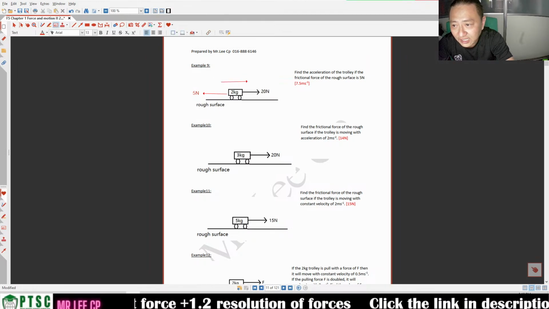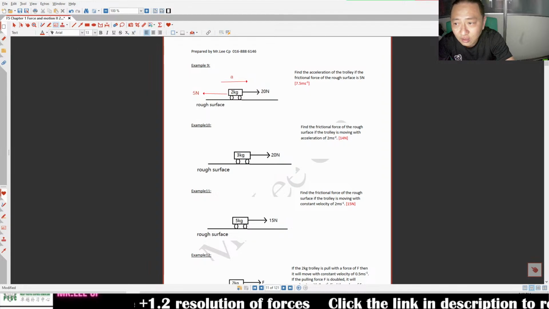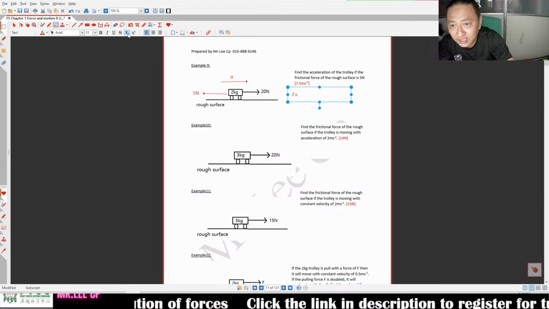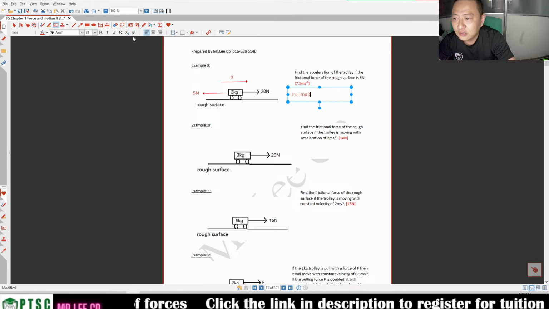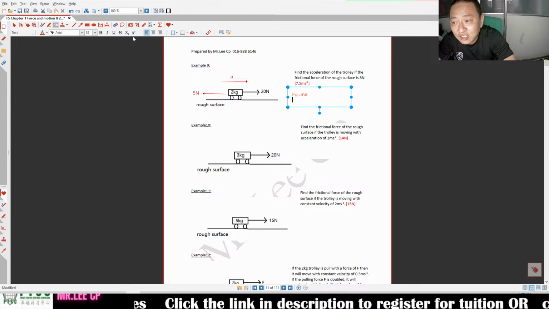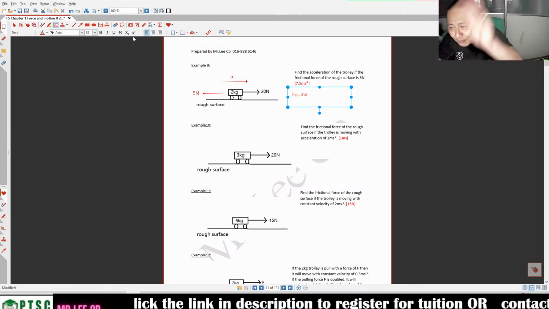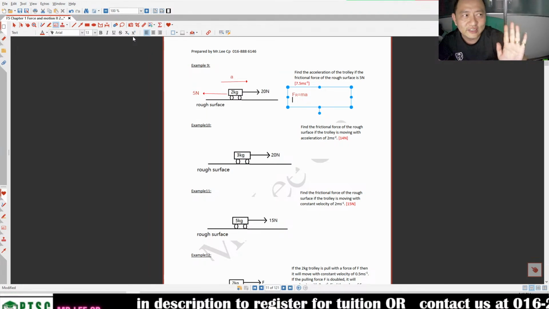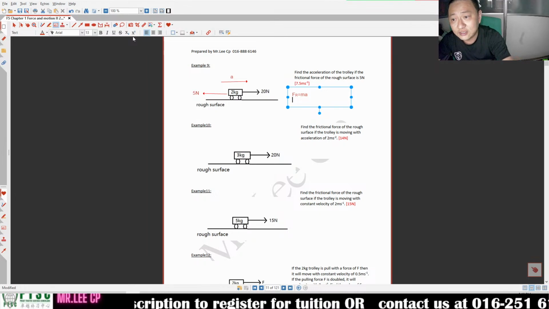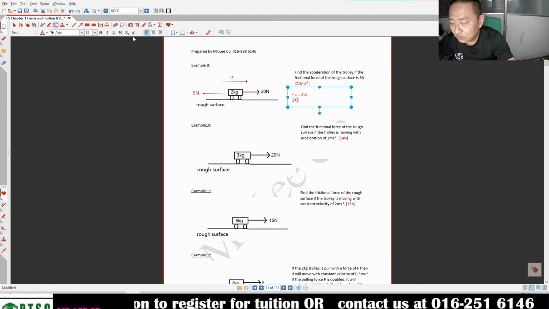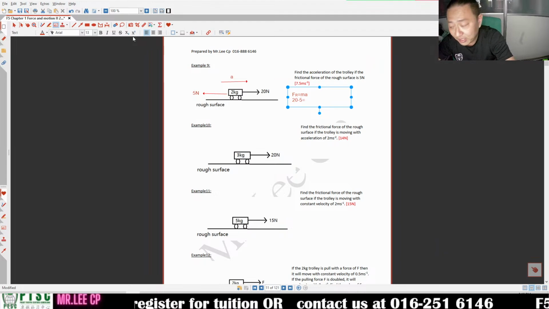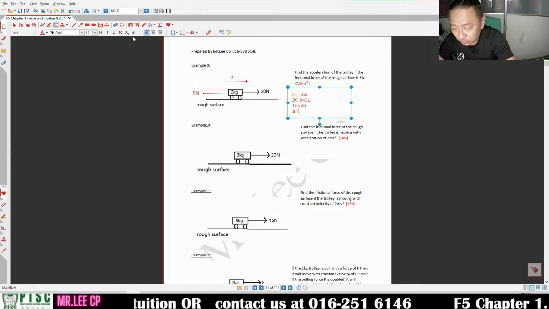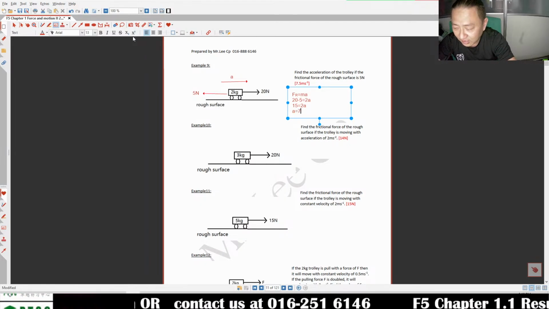So how to do it? Resultant force is equal to ma. Up and down we no longer need to look at, because R is equal to weight. Now we go left and right. 20 minus 5 is equal to ma, which is 2a. 15 is equal to 2a. a is equal to 7.5.